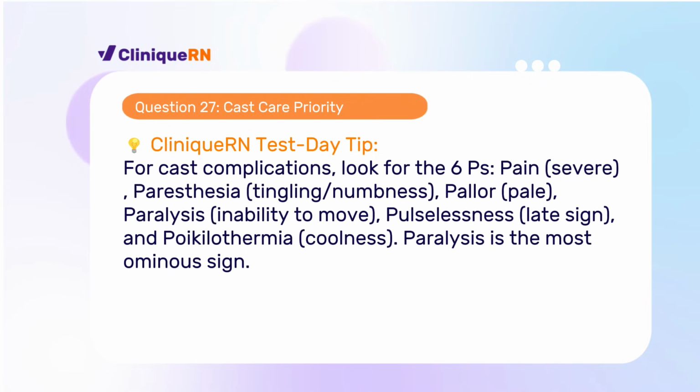Clinique RN Test Day Tip. For cast complications, look for the 6 Ps. Pain, severe, paresthesia, tingling or numbness, pallor, pale, paralysis, inability to move, pulselessness, late sign, and poikilothermia, coolness. Paralysis is the most ominous sign.